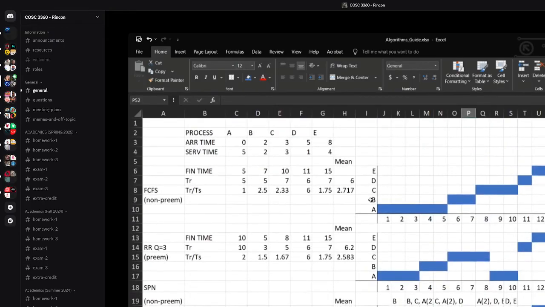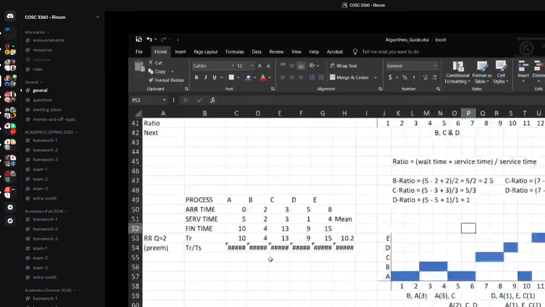Yes, you will most likely get all of them on there. Yeah. So we just input finish times for the exam and attach work. That's correct. Yes, you just have to put the finish time and also the turnaround time as well.